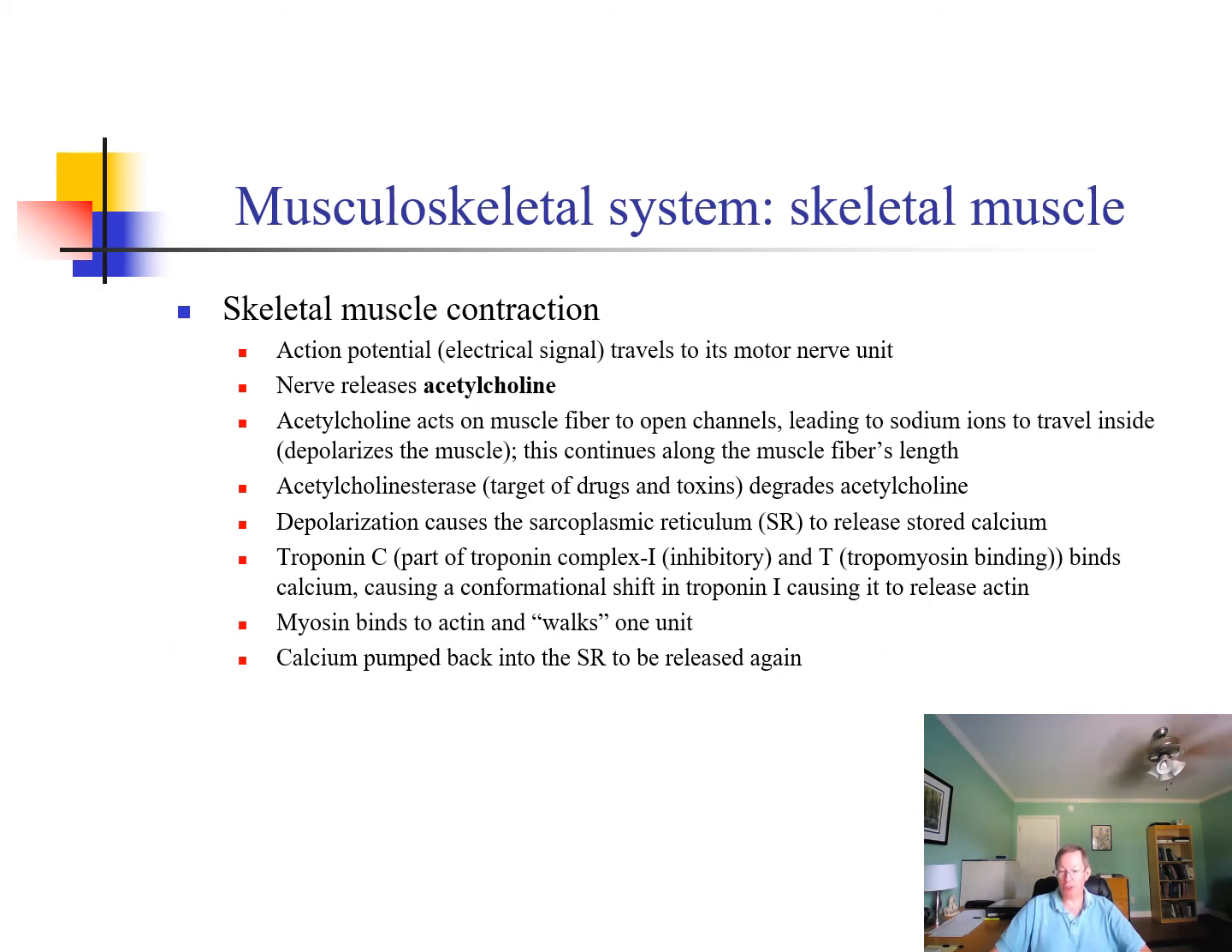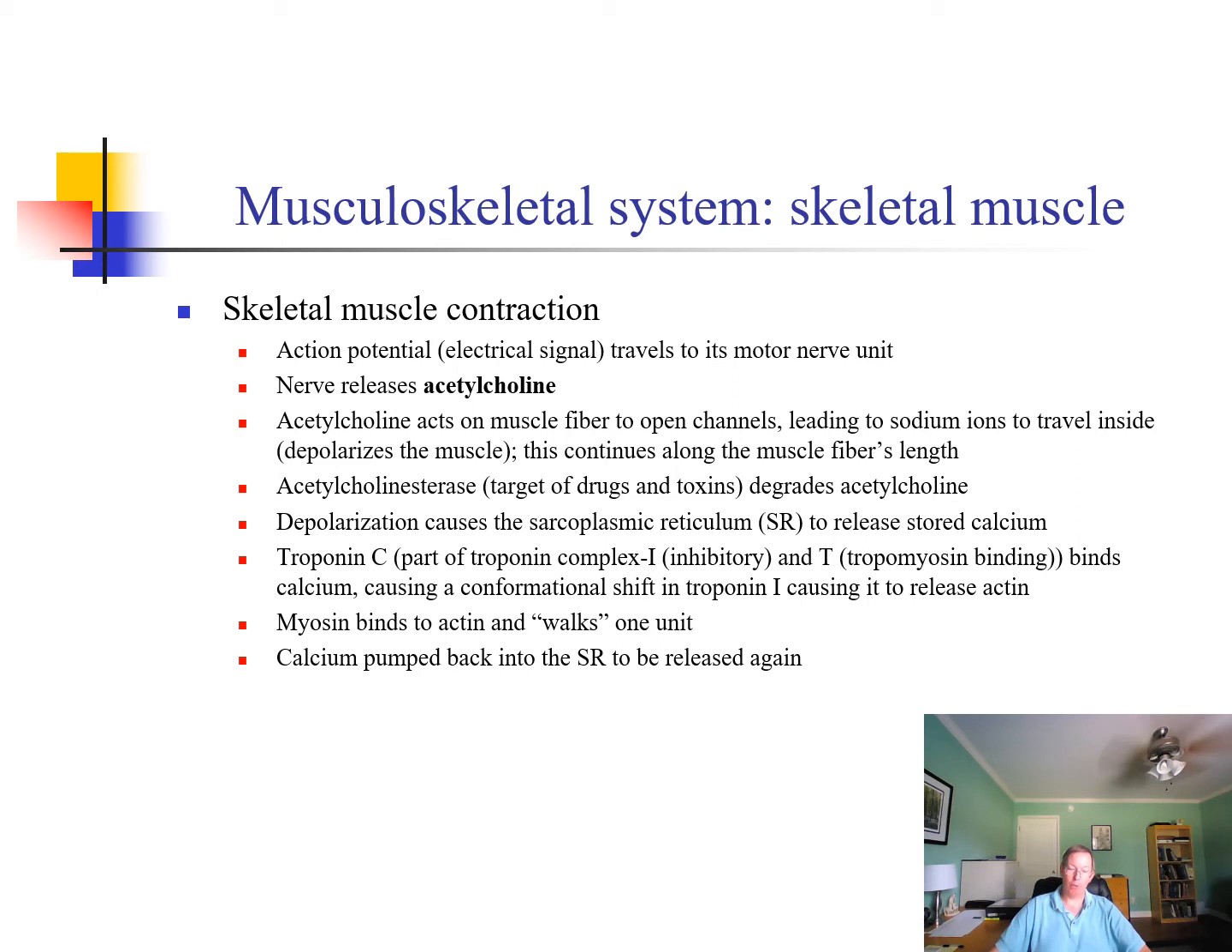Now, this will continue down the length of the muscle fiber. If I didn't have a way to get rid of the acetylcholine, it would keep stimulating that muscle. And so to get rid of the acetylcholine in the junction, in the synapse, I have what's called acetylcholinesterase. It's an enzyme that actually degrades the acetylcholine and allows it to be taken back up by the neuron and then recycled to make more acetylcholine.